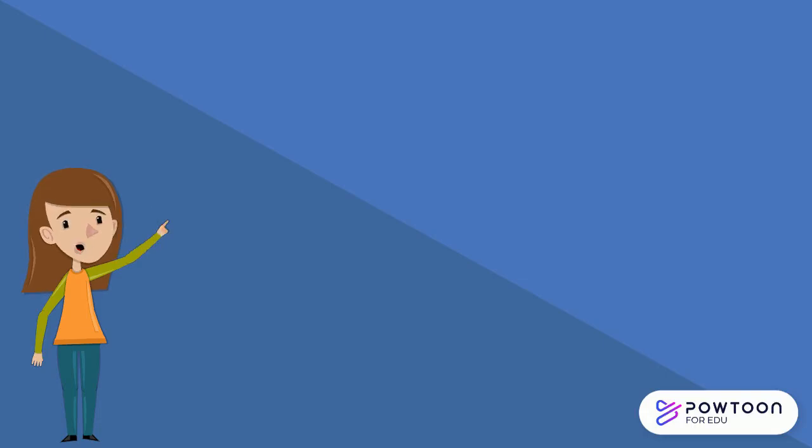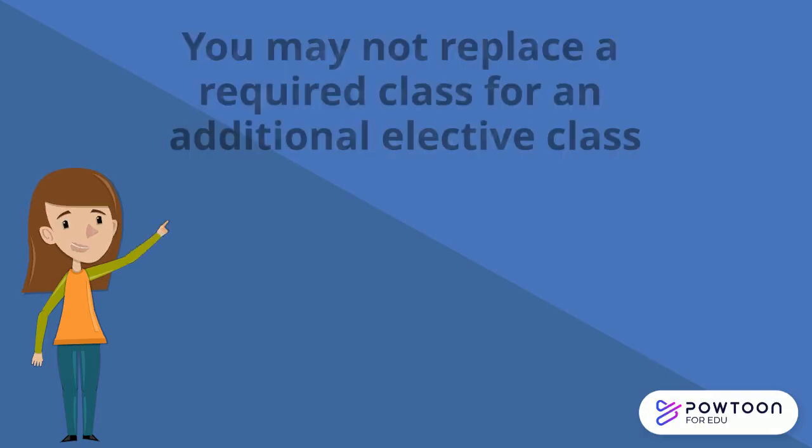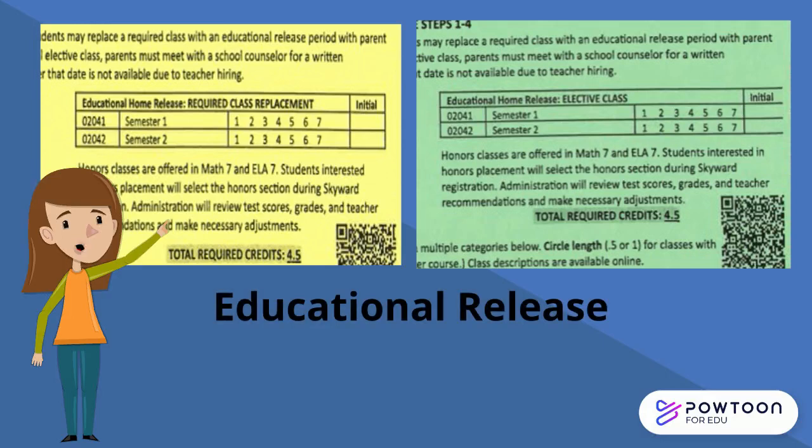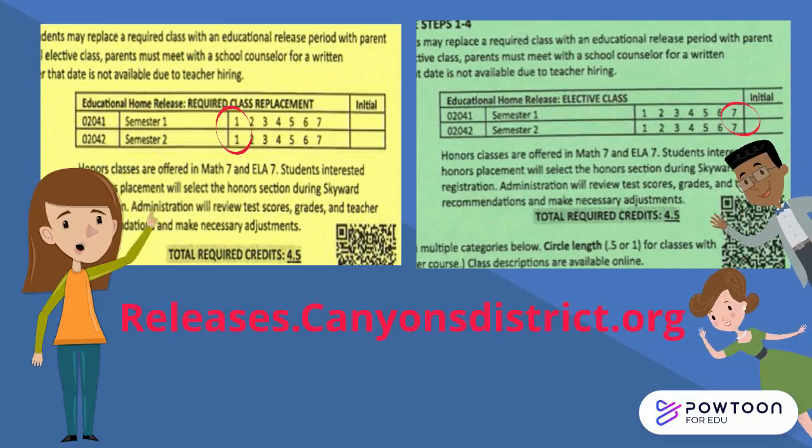Canyon School District does not permit students to replace a required class with another elective class. You can, however, choose to drop a required class for educational release. If you are doing this, please circle what period of the day you'll be gone. Parents must also fill out the district form to complete this step. This will let us know which required class you are dropping.